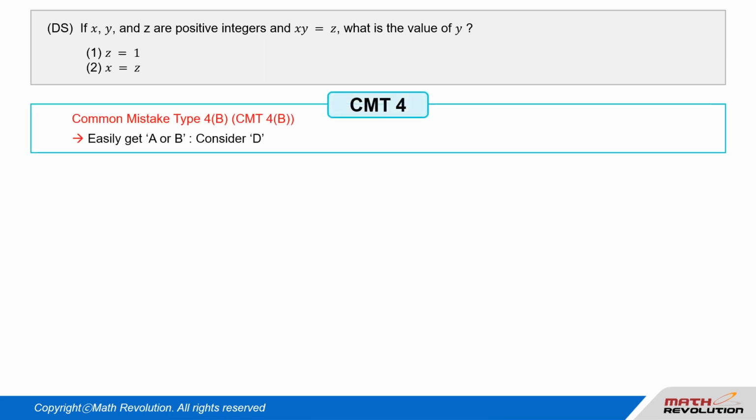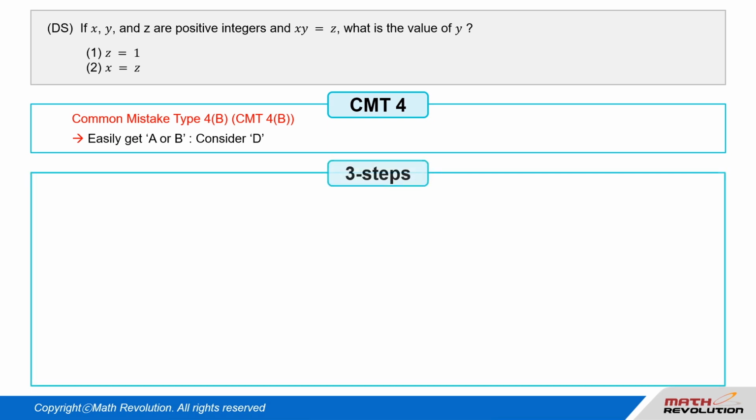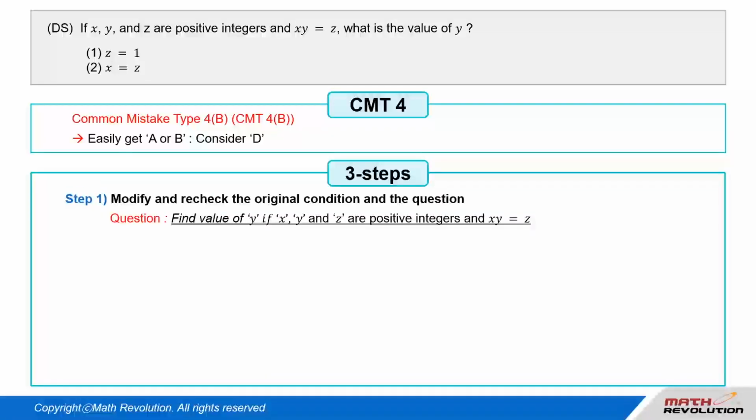Solution. Now we will solve this DS question using the variable approach. Common mistake type 4B: if you get A or B as an answer too easily, then consider D. Let's apply the 3 steps suggested previously. Follow the first step of the variable approach by modifying and rechecking the original condition and the question.